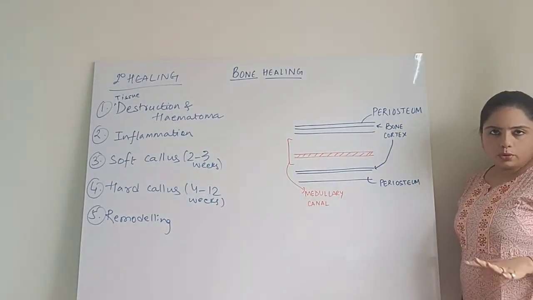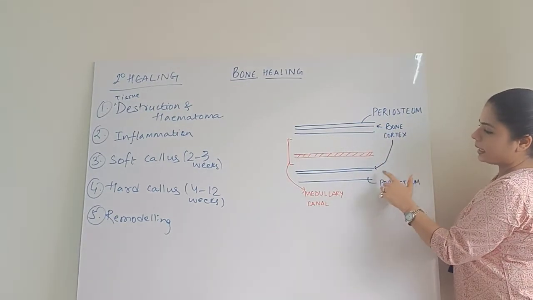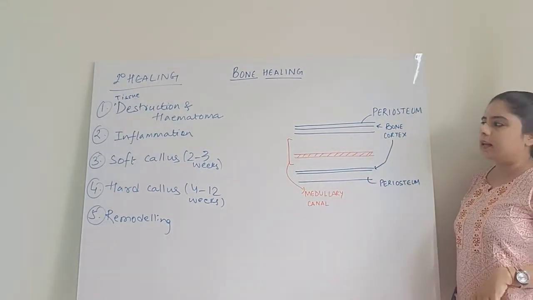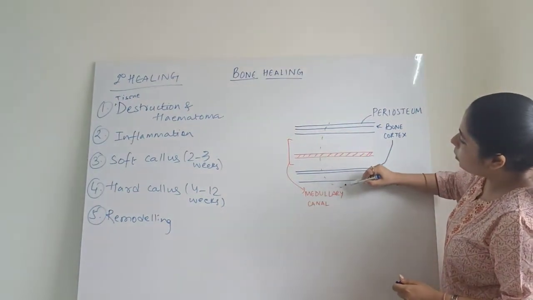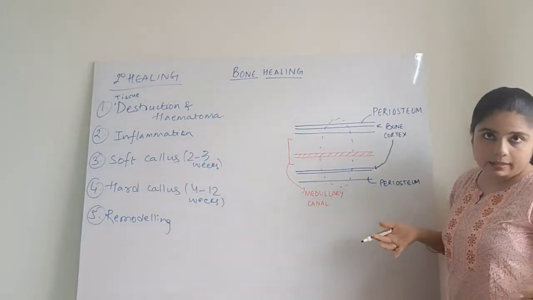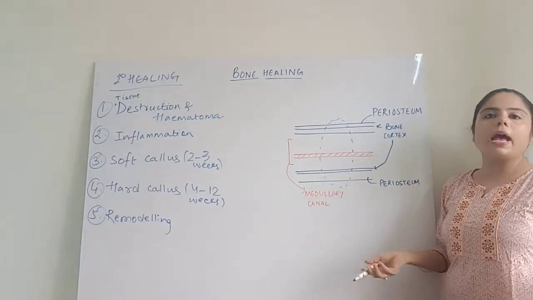This is how a bone looks like. Okay, first of all, this is the periosteum. This is the bone cortex. This is again the periosteum. This is the medullary canal. Suppose this is the area in which the bone is broken, this is the fracture site, for example. So in this area, the destruction and hematoma has initially begun.